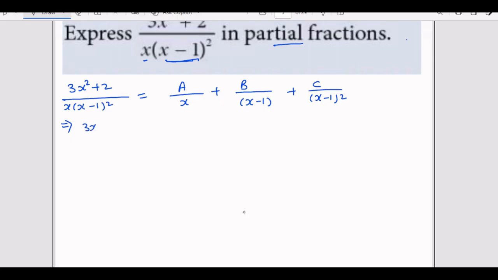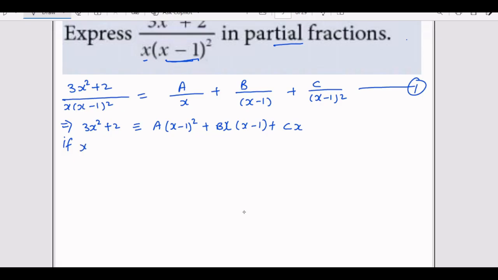So we can write it down, 3x squared plus 2 is going to be equivalent to A, because this factor is going to get cancelled here, so we will have (x minus 1) squared, and B into (x minus 1) will cancel, we will have x into (x minus 1), and then we have Cx. Okay, so this is our original equation, this is going to be helpful to find out the values of A, B and C. So now as I told you, I'll use method 1.